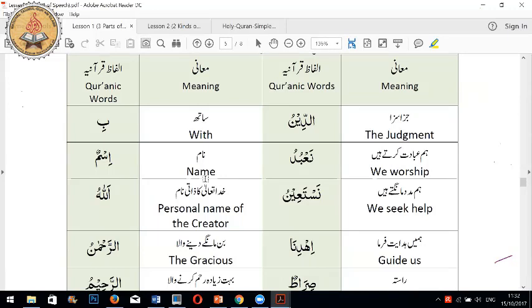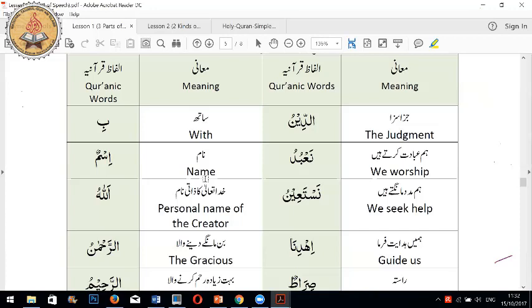So bi means "with." With bi, there is no concept of time, and you know where you will put that word. Then ad-deen, the judgment, is an ism, a naming word. Na'budu, just recognize the pattern and the translation: we worship.